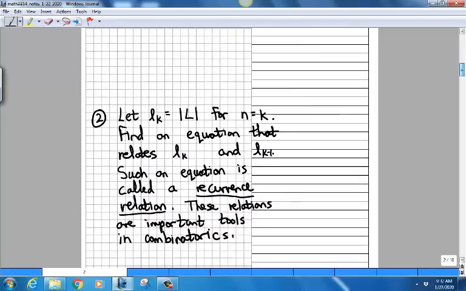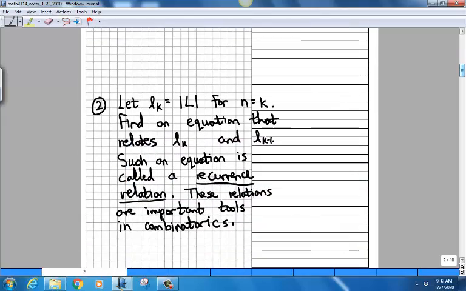All right, so here's what our goal is. We actually want to count this for any number of lines. So let L sub k be the size of this set, the number of regions formed when the number of lines is k. So when we draw k lines, L sub k will be the number of regions that's formed.